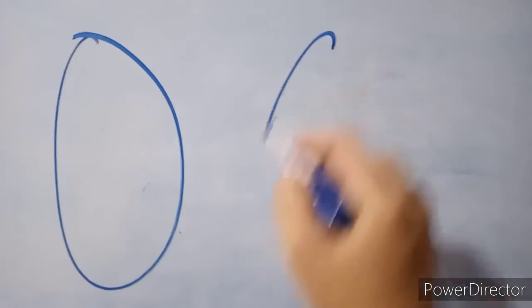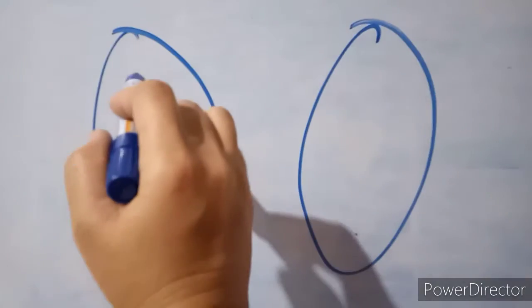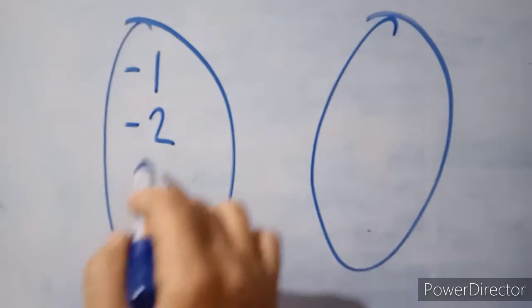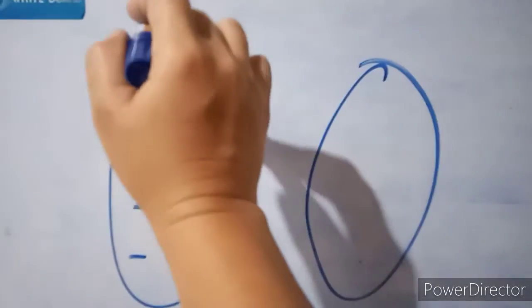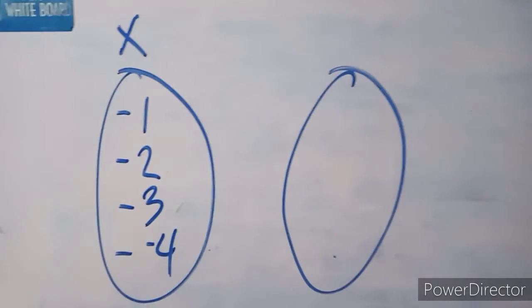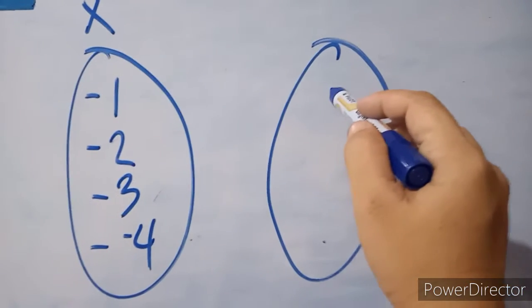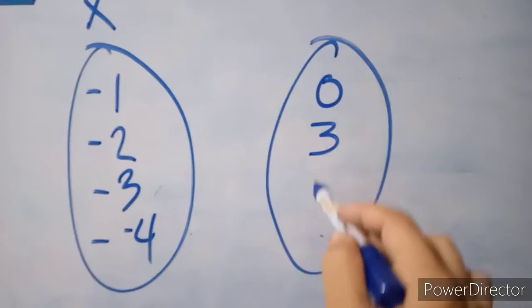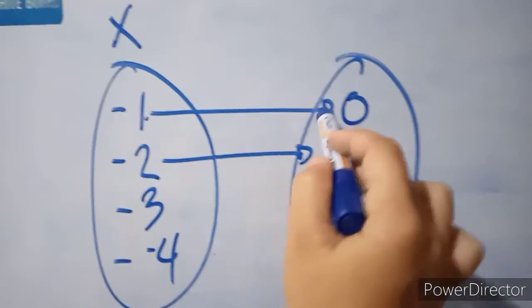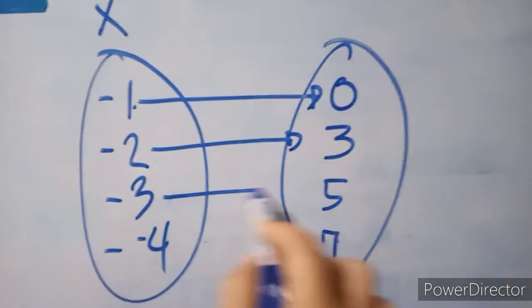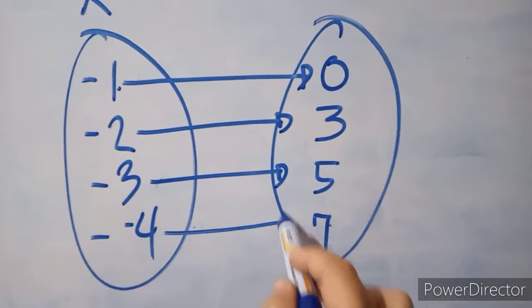Okay, today we're going to learn how to identify a function in a mapping diagram. So in a mapping diagram, for example, you have negative 1, negative 2, negative 3, negative 4. This is our x or the domain. Then for y, you have 0, 3, 5, 7. Negative 1 to 0, negative 2 to 3, negative 3 to 5, negative 4 to 7.